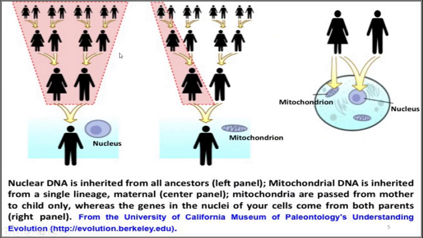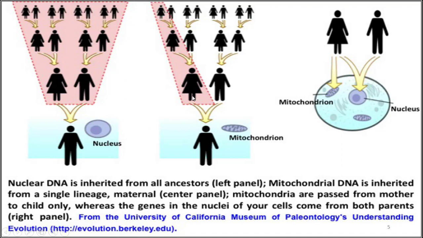Now dear students, look at here. This is the nucleus and the nuclear DNA. For example, we inherit from our parents, they inherit from their parents, and they inherit from their parents, and so on. It means that the nuclear DNA comes from both parents.